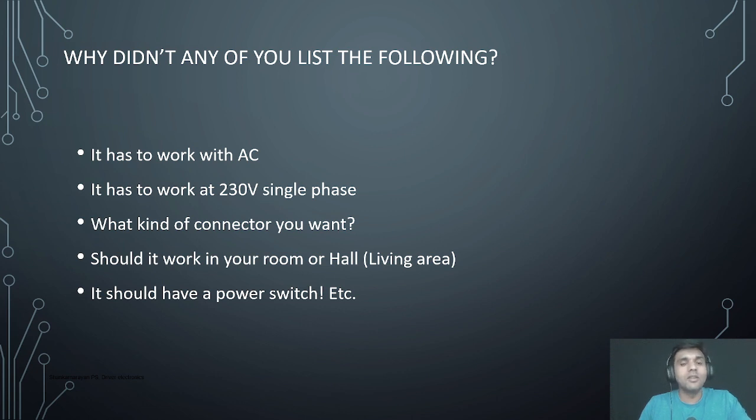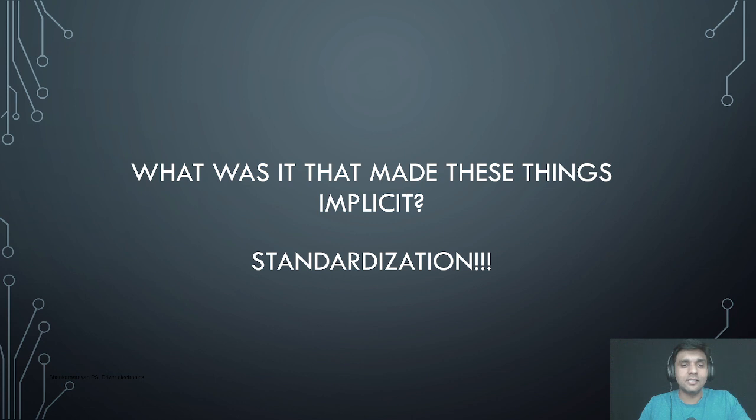Why? The answer to that is, what was it that made these things implicit? The answer to that is standardization. Because we subconsciously know that these things come as a standard offering in any television that we are going to buy. These things are completely standardized. The socket in my living room and the socket in any other room is the same. It's going to be the same.